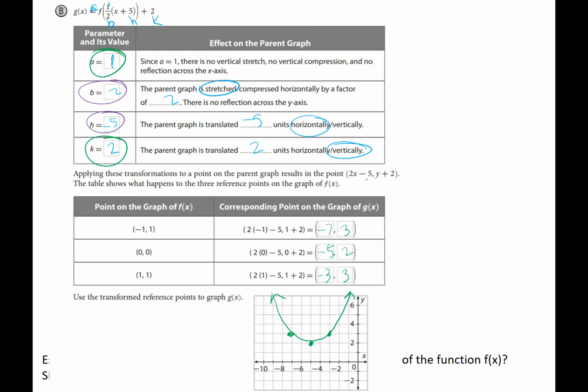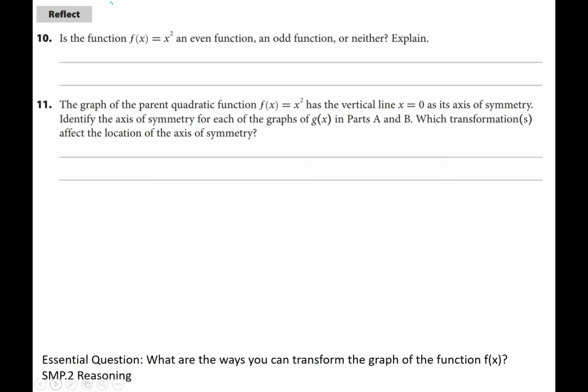All right, so now we're going to go ahead and reflect on this a little bit. So it's asking us, is the function f of x equals x squared an even function, an odd function, or neither? So remember the definition that we talked about yesterday. It told us that we had to plug in a negative x. So if I do f of negative x equals negative x squared, well, if I calculate that, the negative goes away with the squared, so I'd get back to x squared. So I got back to the original, which means it's an even function.